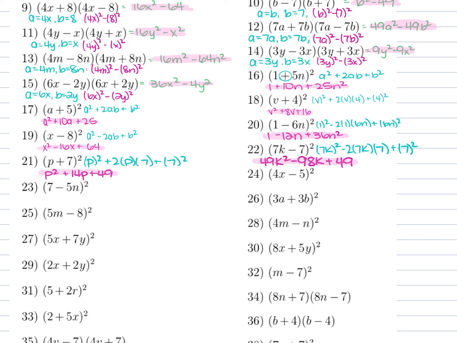For number 23, we have 7 minus 5n squared. So we're going to do 7 squared minus 2 times 7 times 5n plus 5n squared. So this gives us 49. The negative 2 times 5n is negative 10n, times 7 is negative 70n, plus the 5n squared is 25n squared.